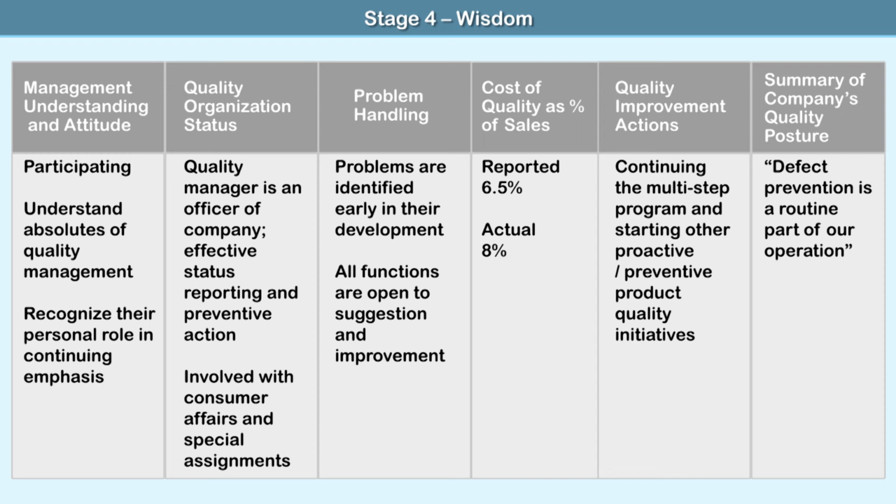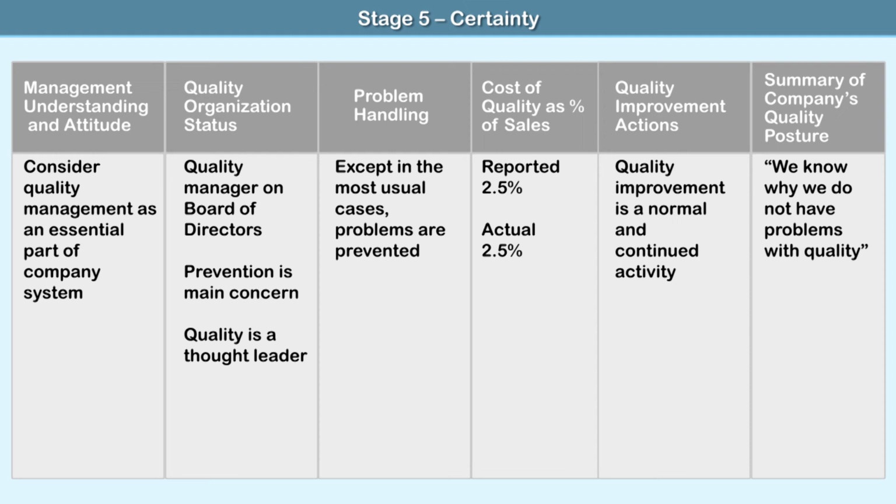Cost of quality as percentage of sales is reported as 6.5% and actual at 8%. Quality improvement actions are continuing the multi-step program and starting other proactive, preventive product quality initiatives. Summary of company quality posture. Defect prevention is a routine part of our operation. Stage 5 is certainty.